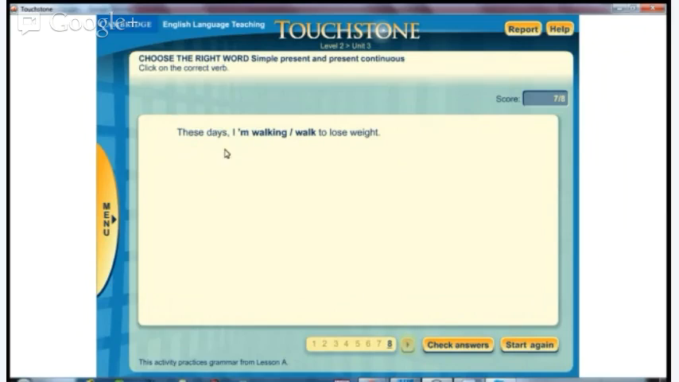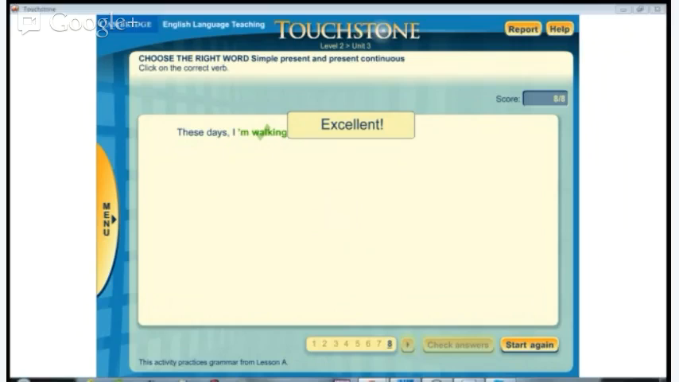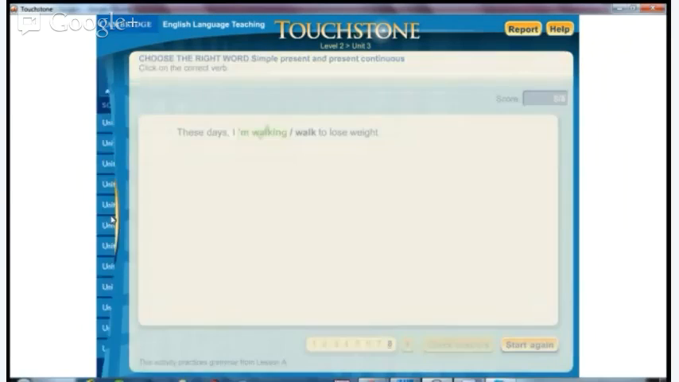These days, you see, nowadays, the person continues. These days I'm walking to lose weight. Or I walk. These days I'm walking to lose weight. There you go. Very good. Wait a moment. Okay, now I'm going to show you another exercise here.